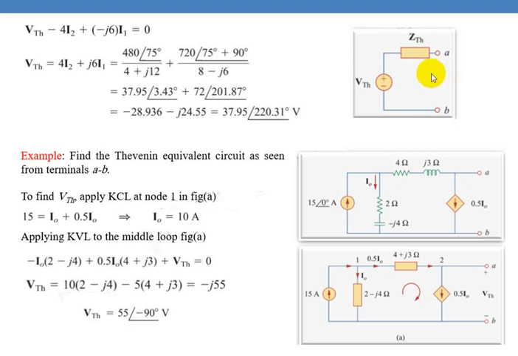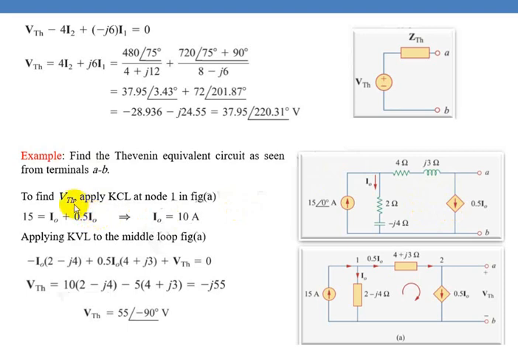Using this formula, that is the square of the magnitude of current multiplied by the resistance, gives us power. Now another example we will see. Find the Thevenin equivalent circuit from terminals AB. But here we have a dependent source, that is 0.5 I0. So now let us see how to get the Thevenin equivalent circuit.